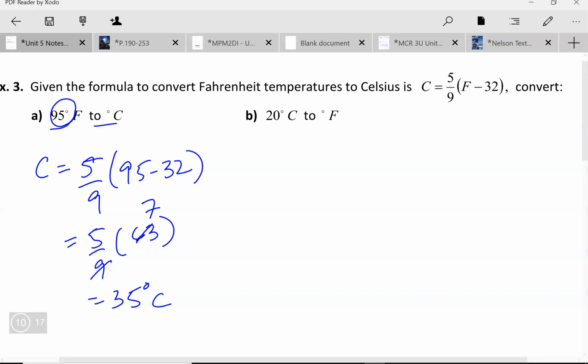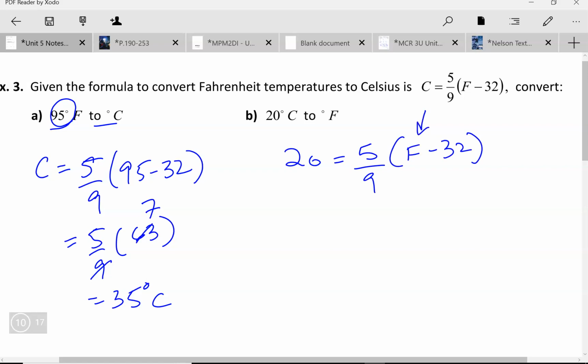This one is a bit more complicated because now I have to kind of reverse my formula. I'm given 20 degrees Celsius. 5 over 9 times (Fahrenheit minus 32). I have only one variable that's on one side inside a bracket, so I'm not going to disturb the bracket until the end. What I'm going to do is some transposing.